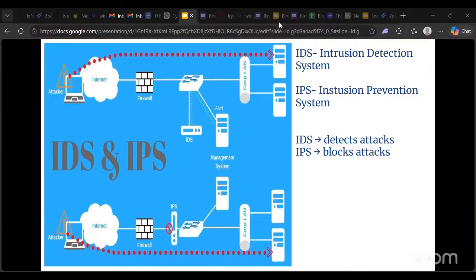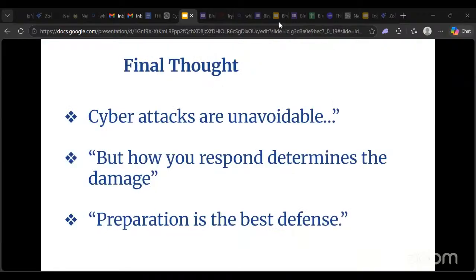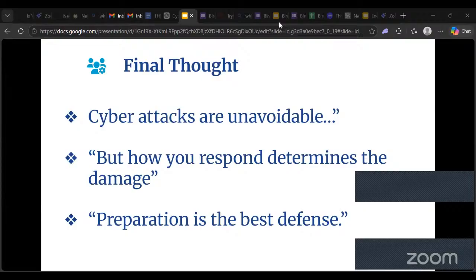Now, taking it to an intrusion prevention system, it not only detects but also takes the necessary actions to block or prevent it. The difference between both is that an IPS detects and prevents, while an IDS only detects and alerts the user. Okay, the final thought is that cybersecurity attacks are unavoidable, but how we respond determines the damage. Preparation is our best defense.